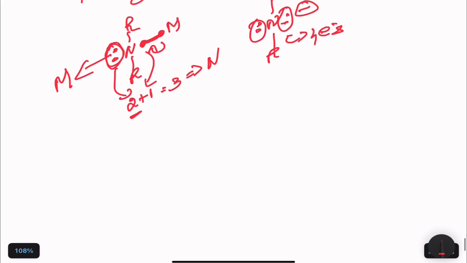I hope you understood how this electron contribution and everything is working. In our next video, we will learn how to calculate the 18 electron rule for the entire complex using these ligand contributions.